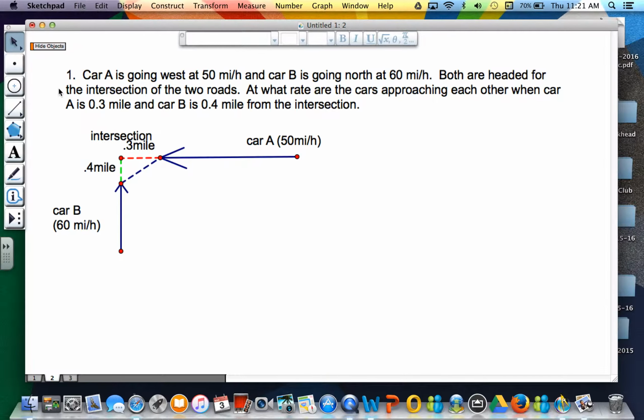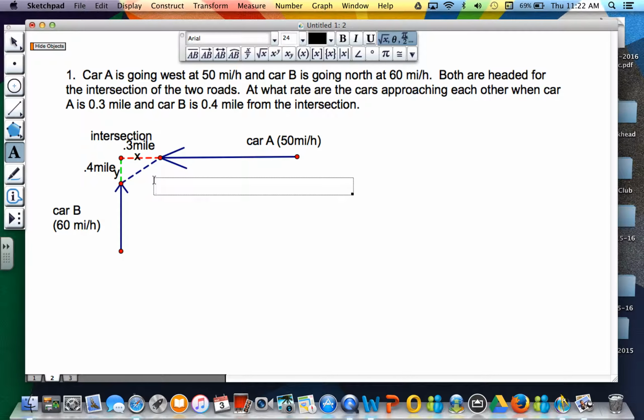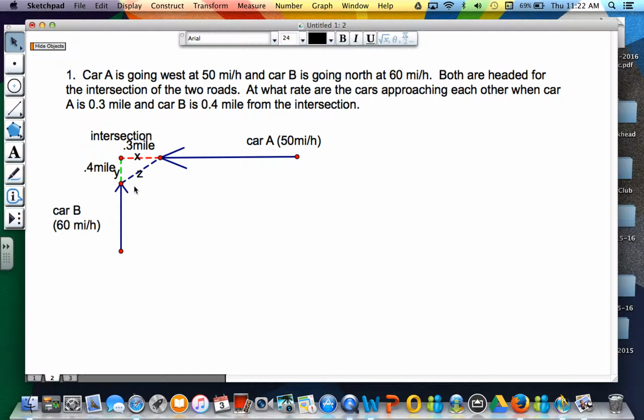So let's see what is happening here. Here's a little bit more of a diagram that models this information. Let's say that this length here is x, and let's say this length is y. They're both varying, right? And at what rate are the cars approaching each other? Well, wouldn't this be a z? Because that also is something that's changing.